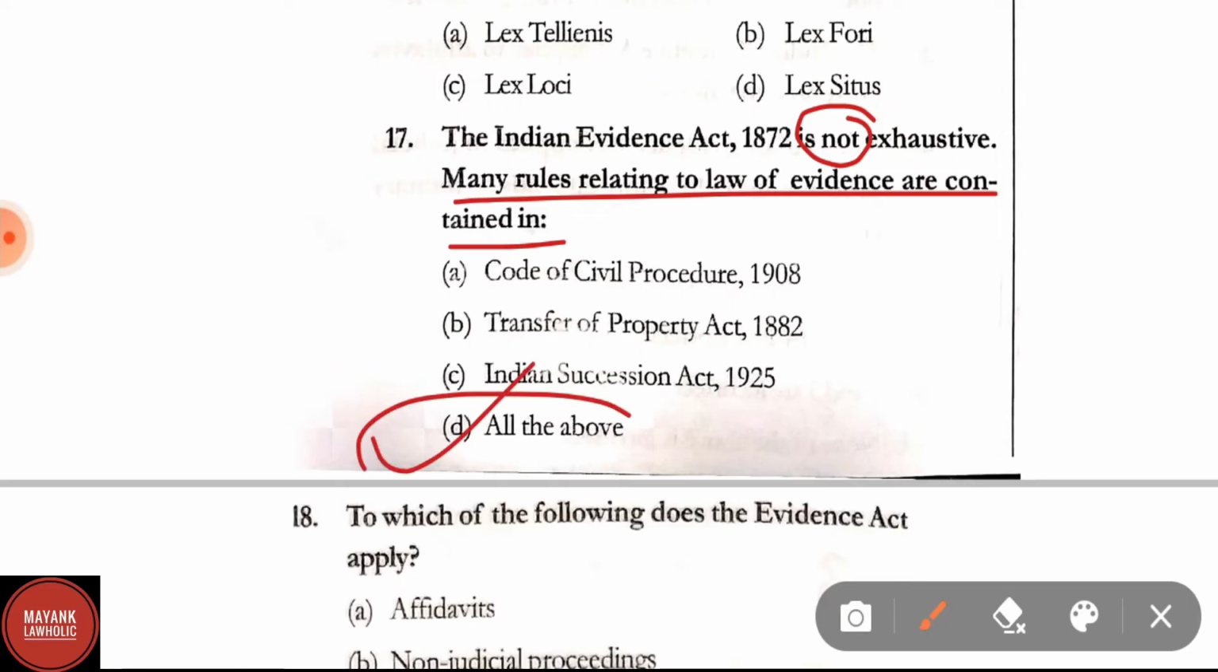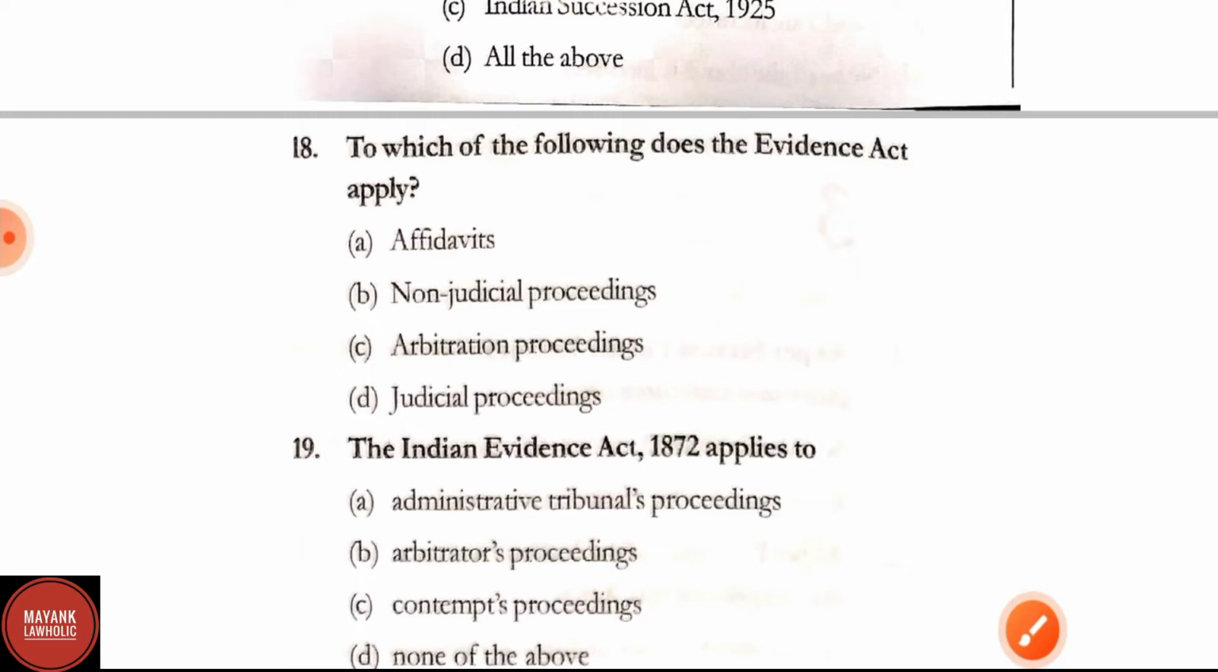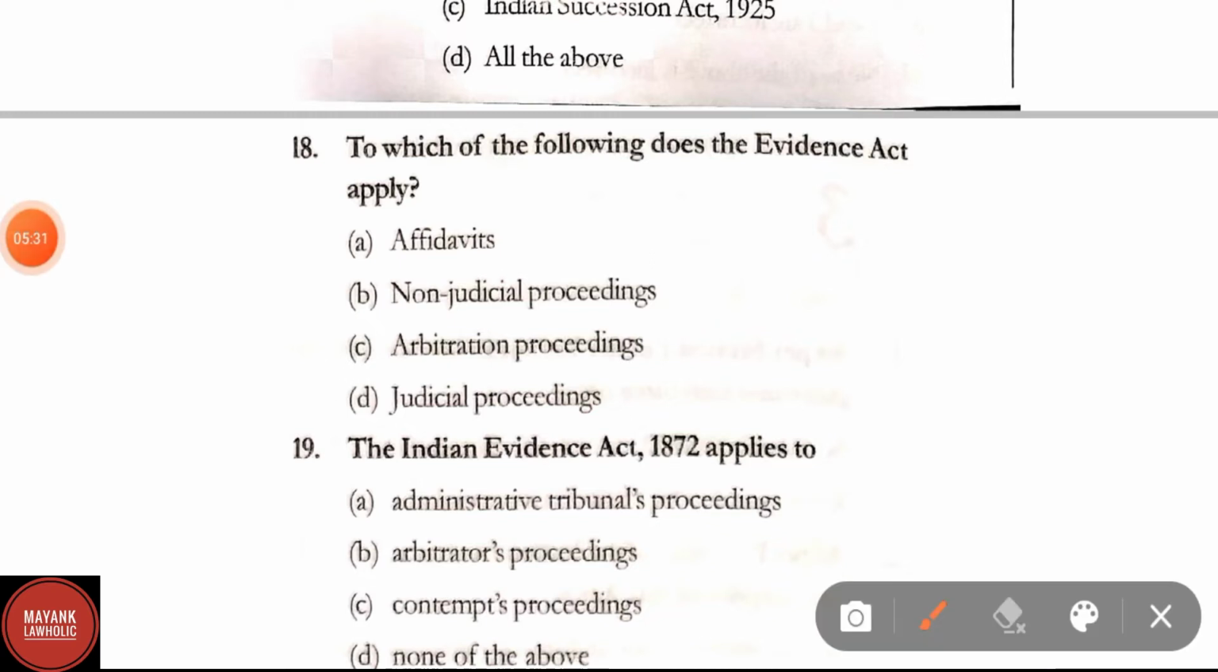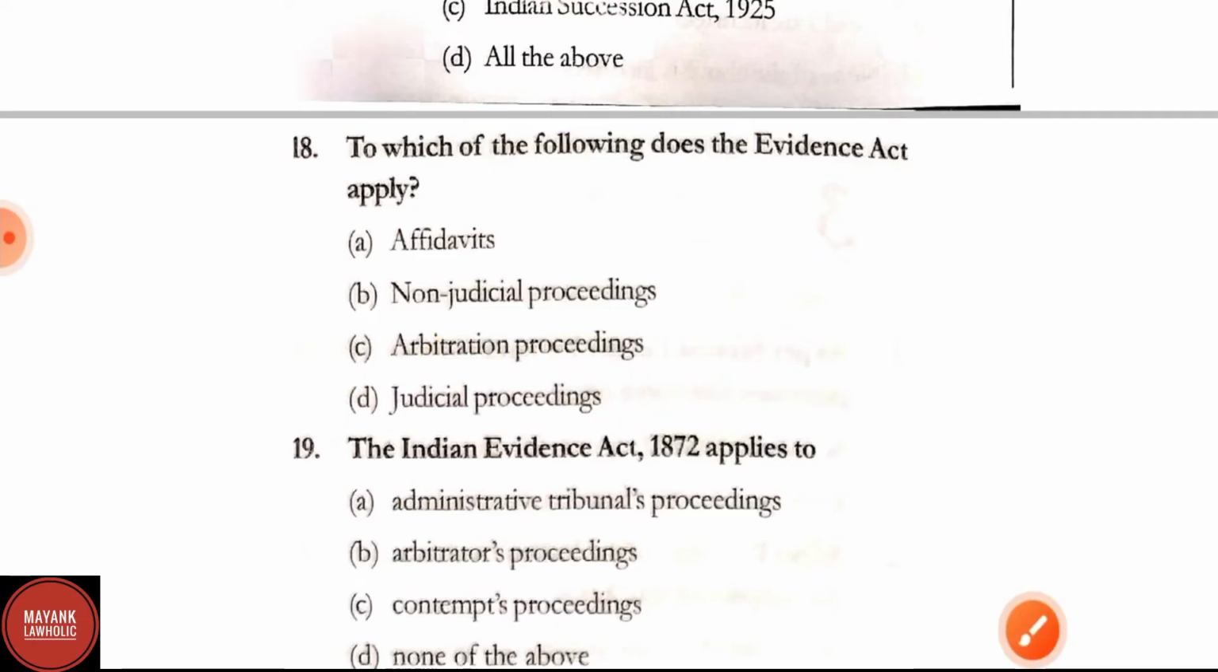Correct answer is option D, all of the above. Question number 18. To which of the following does the Indian Evidence Act apply? Option A, affidavits. Option B, non-judicial proceedings. Option C, arbitration proceedings. And option D, judicial proceedings. Correct answer is option D, Indian Evidence Act applies to judicial proceedings.